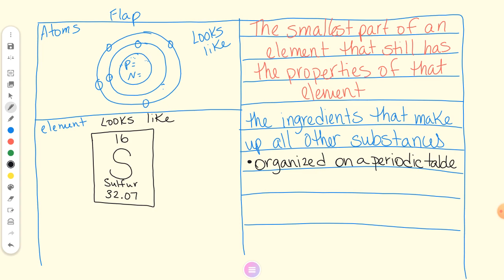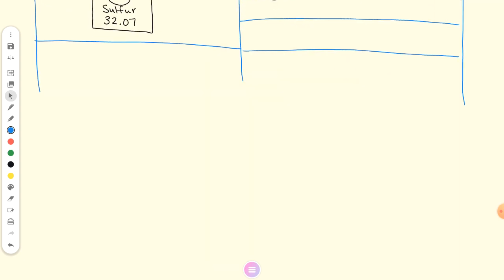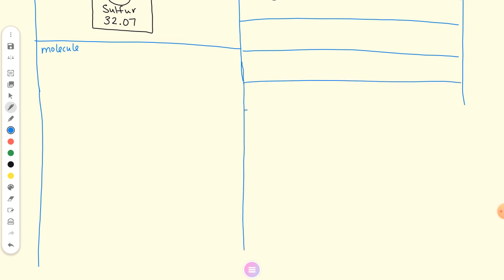Okay, so I'm going to draw my line here. There's my sulfur flap, my element flap. Okay, does everybody have that? Okay, I'm going to move on up. What does my next flap say, Haley? Molecule. I'm going to come on down. So on my book, let's go ahead and write our definition for molecule.